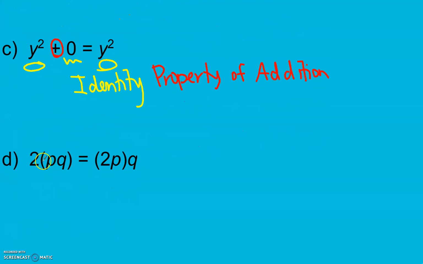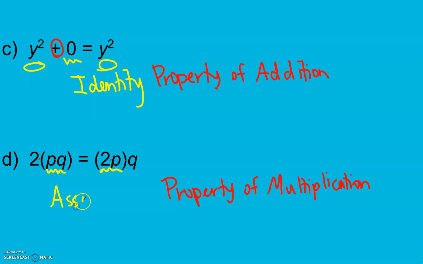And in D, you can see that all of our pieces here are being multiplied. So it's going to be a property of multiplication. We have all the same pieces. We have a 2, a P, and a Q. So it's going to be commutative or associative. We check to see what's different. Here it's our grouping. Instead of being PQ grouped, we have 2P grouped. So when it's our grouping, it's our associative property. So associative property of multiplication.